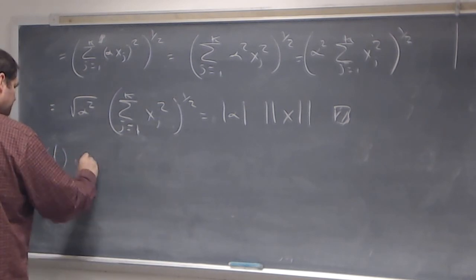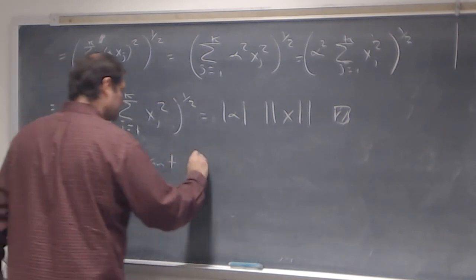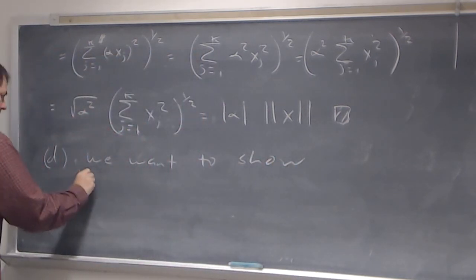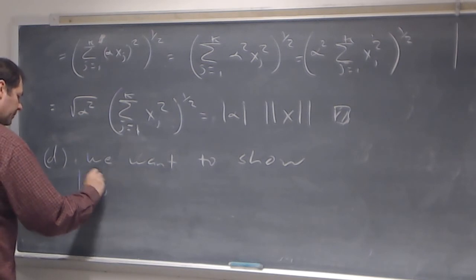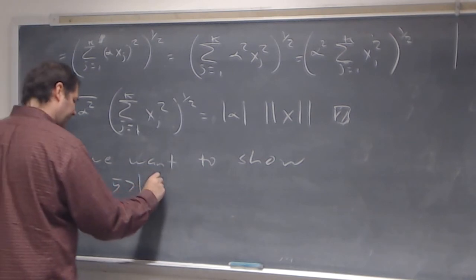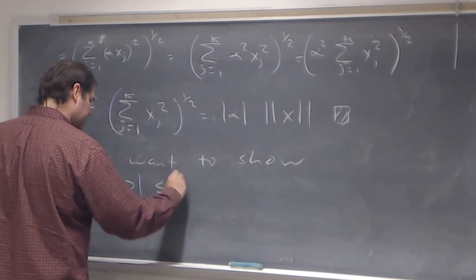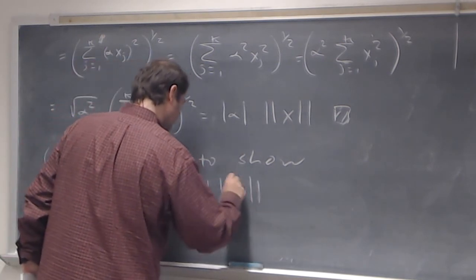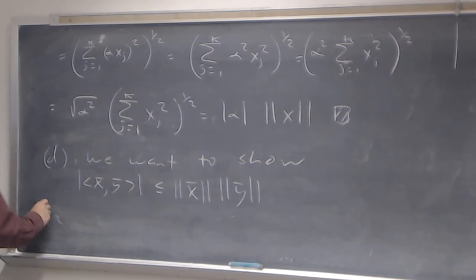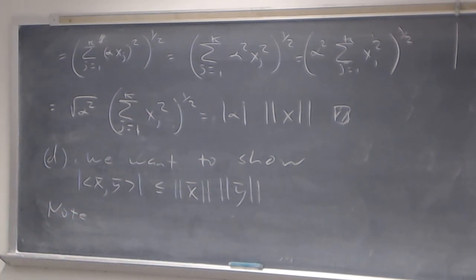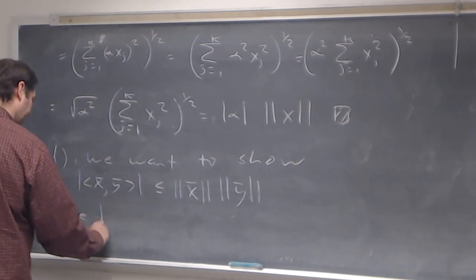Okay, so for part D, we want to show that the inner product between x and y, inside absolute values, is going to be less than or equal to the norm of x times the norm of y. That's what we're going to show. And so we start off here with the absolute value of this inner product.